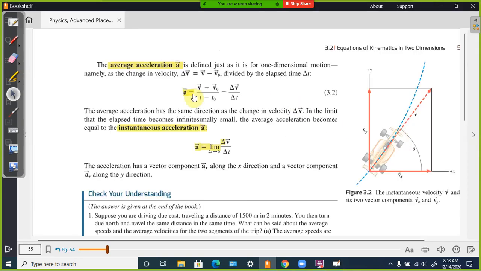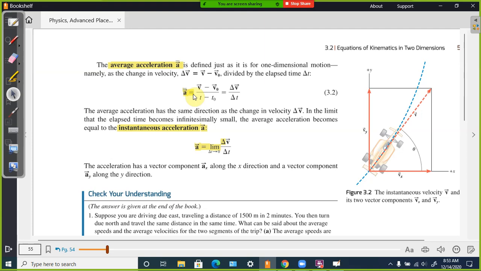Then they go on and they talk about acceleration. Again, no change really here from stuff that we've discussed before. Average acceleration is going to be your change in velocity over change in time. Nothing has changed there. And then instantaneous acceleration is the same thing, except you let your time become very, very small. So you take the limit as delta t approaches 0, just like we did back with the velocity. Nothing too crazy there. And they just recap it.